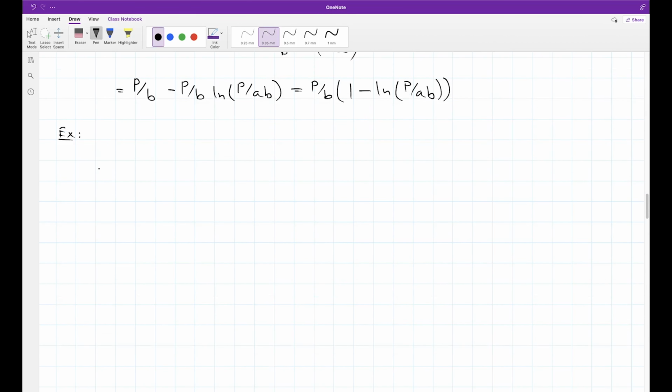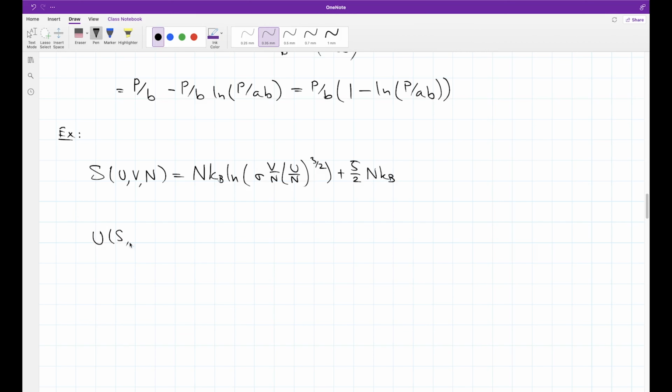All right, so let's write the Sackur-Tetrode equation for the ideal gas. So we get S as a function of U, V, N is equal to N k_B log of sigma V over N, U over N to the 3/2. I'm not sure if I said this, but let's think about the monatomic case, times 5/2 N k_B. And let's rearrange this to solve for U of S, V, N.